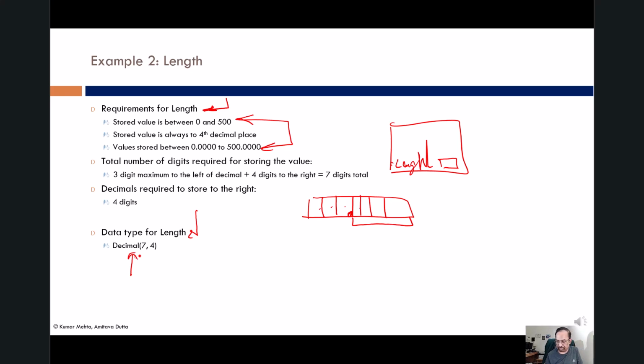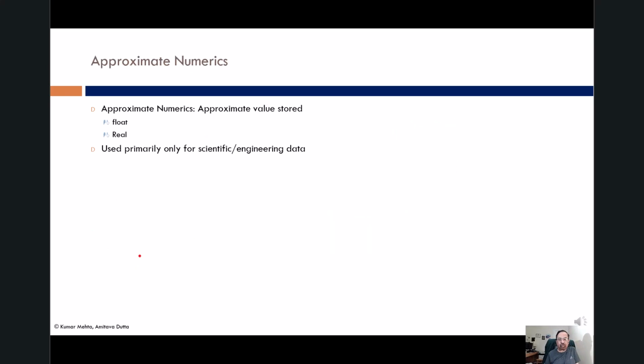7,4 would represent. Okay. So up to now you've seen exact numerics, but there's another type of numeric called approximate numerics, and all that means is that that number can have a decimal point. Okay, it could be something like interest rate, it could be something like the length of an object, the weight of an object, and so forth. So another type of number. So it's a number, but the number can have fractional parts, fractional component to it.